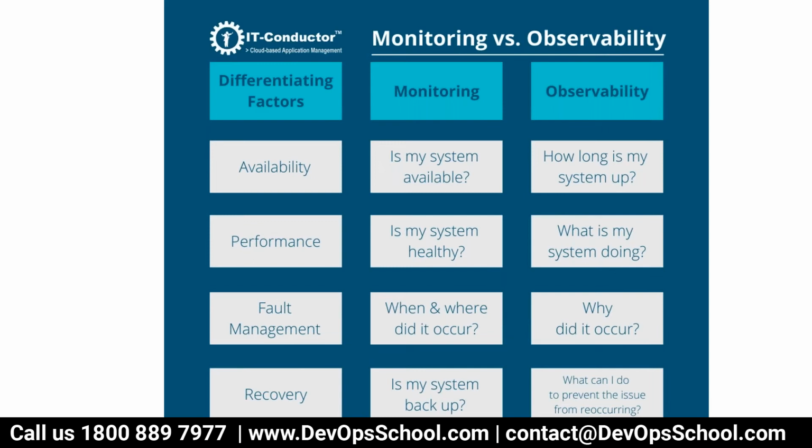Monitoring in terms of performance will tell you, is my system healthy? Whereas observability will ask the question, what is my system doing? Monitoring in terms of fault management tells you when and where it occurred. But observability lets you ask the question, why did it occur?